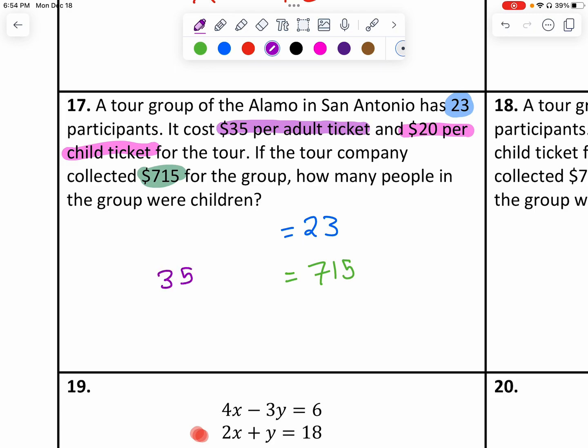Now I have $35 for an adult ticket. I'm going to conveniently call the adult ticket A, because adult. And then I will have plus 20C for child ticket. Okay, so those are my two variables A and C.